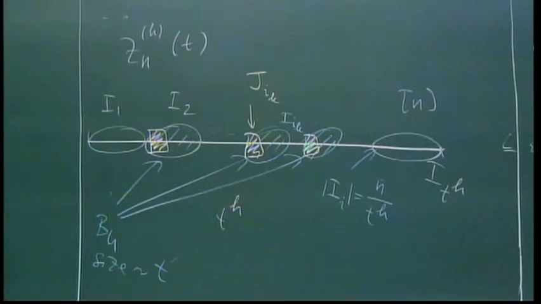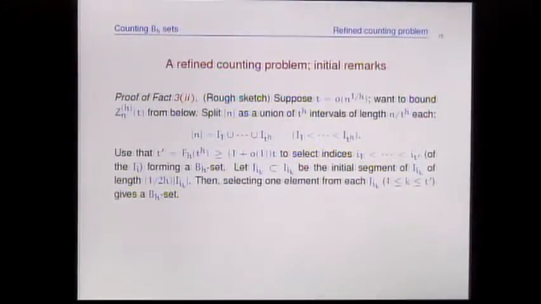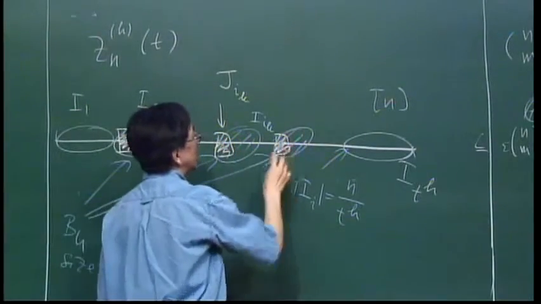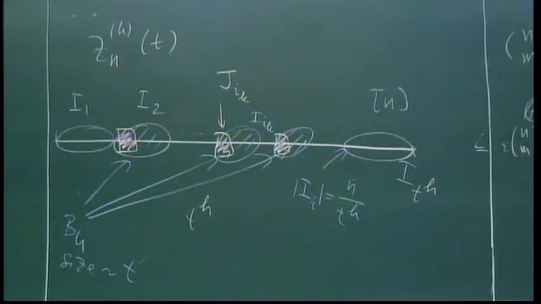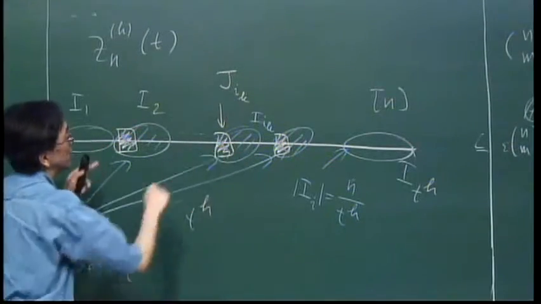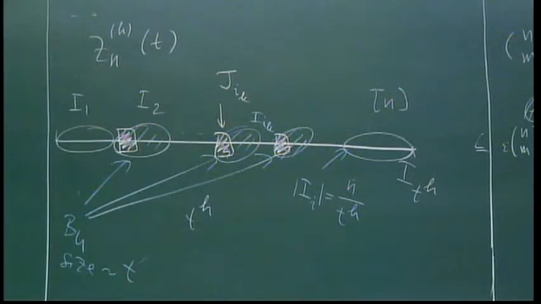Okay. Now there is a simple remark, namely, if you pick any element here, and any element here, and so on, for the T blue guys, or T yellow guys, you get a BH set in brackets n. It's just that the elements come from intervals forming a BH set. Then if you select any member here, any member here, any member, and so on, you get a BH set.